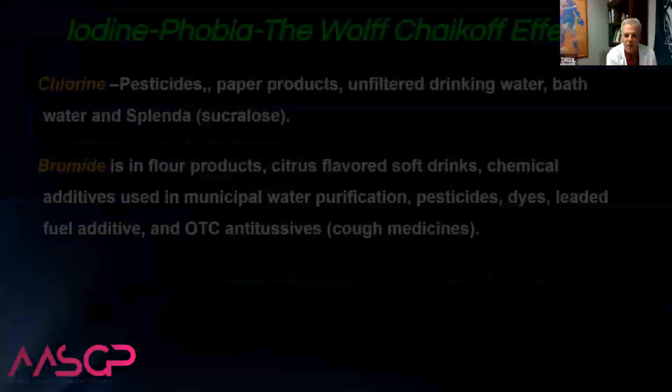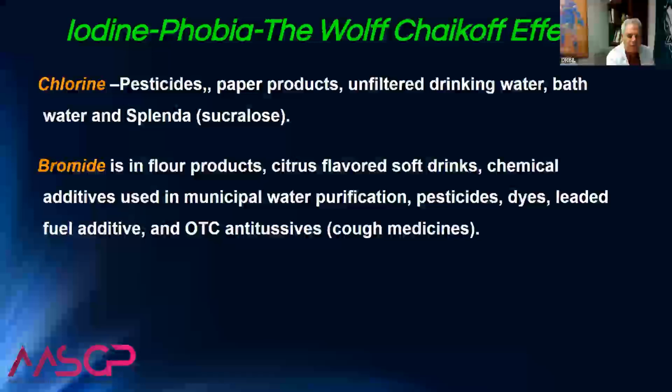So again, you have to look at those entities also. Chlorine is in pesticides and paper products. Bromide is in flour products, usually white bread. Remember, the citrus flavored soft drinks became a thing. They had no calories in them, but they had bromide in it.